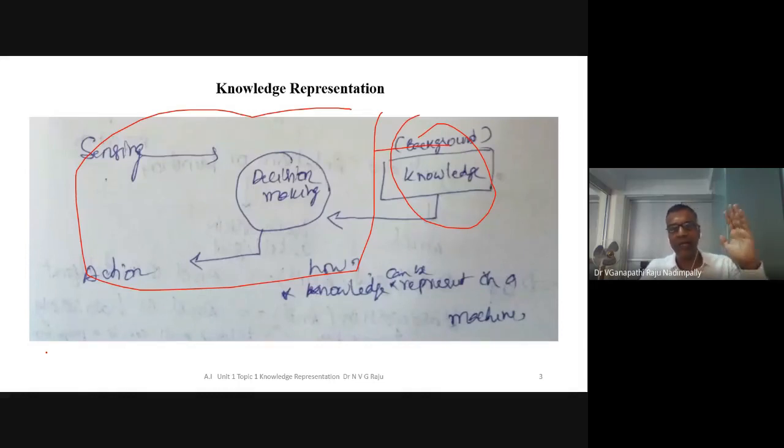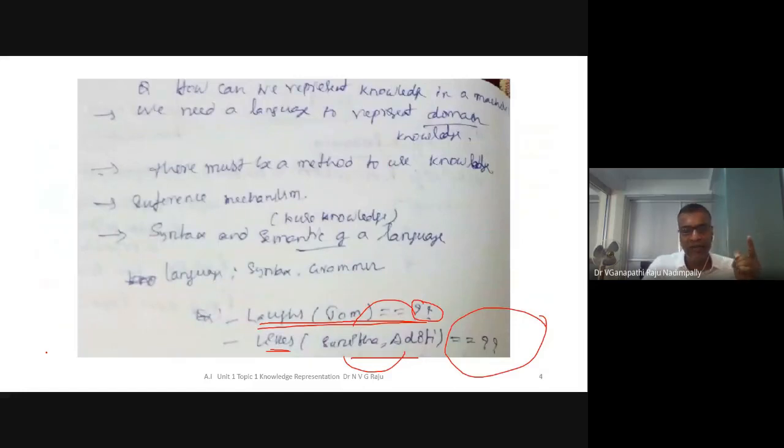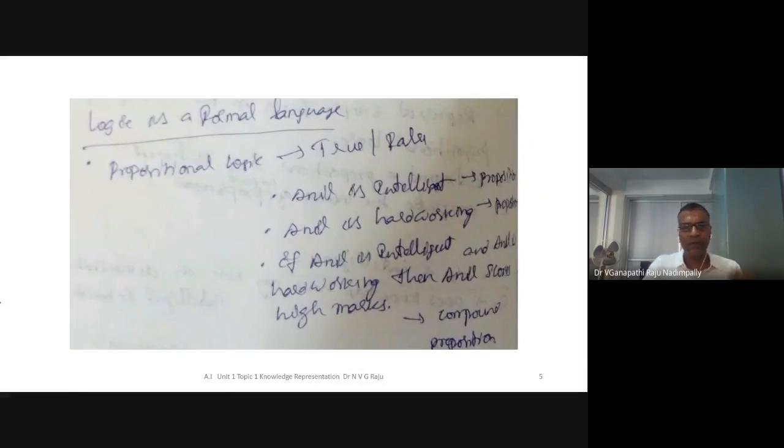Where we have started, earlier we knew only sensing and actions. Now slowly we have added knowledge. What if knowledge can be represented in the form of a language? Now what language are we going to use? A language should have a syntax and semantics to represent it. Now what type of logic are we going to use? Propositional logic we are going to use.